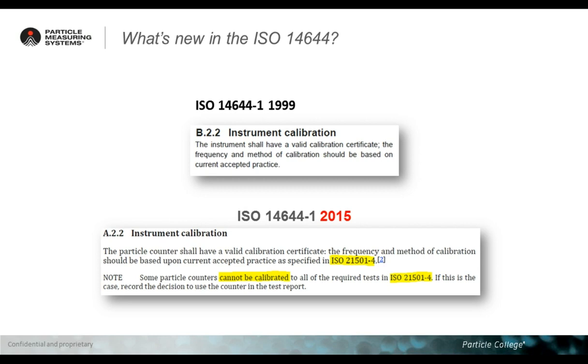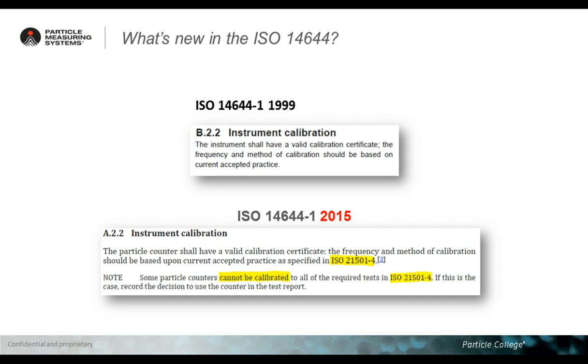Specifically, in these slides, we can see the difference. If you compare the 1999 version of the standard with the 2015 version, you can immediately see that the instrument calibration requirement has been slightly but consistently changed. In the past, the ISO simply required that your particle counter must be calibrated according to current accepted practice, but without specifying any specific standard.